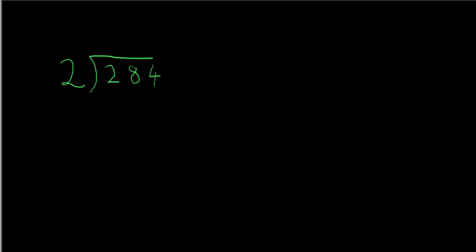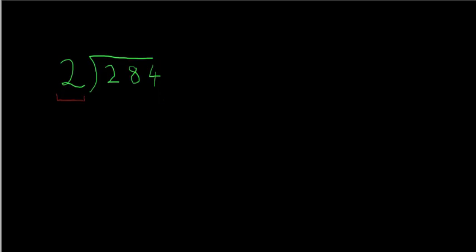We'll start by thinking about 2 into the very first digit we see, so in this case it'll be 2 into 2, and then we'll consider 2 into the next digit, in this case the 8, and finally 2 into the final digit, which in this case is the 4. Okay, well let's do that.